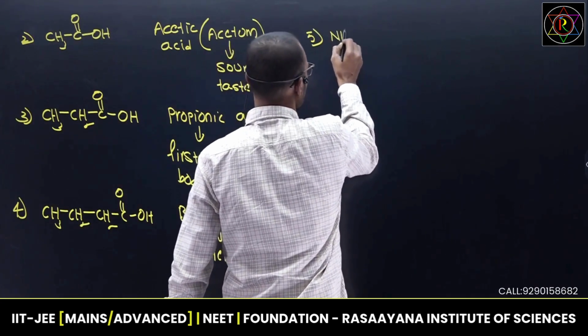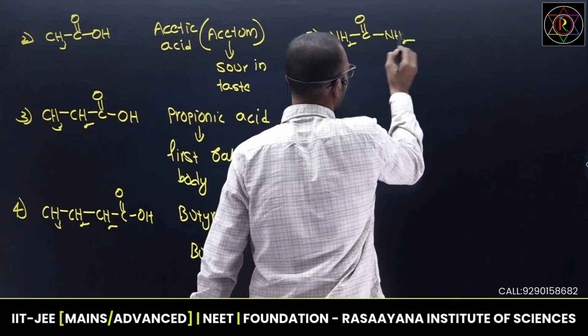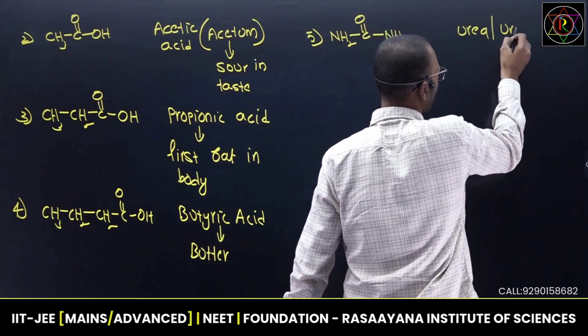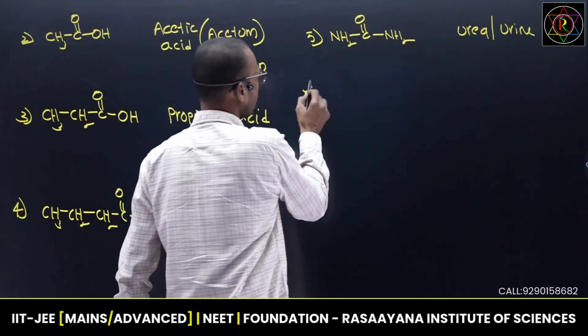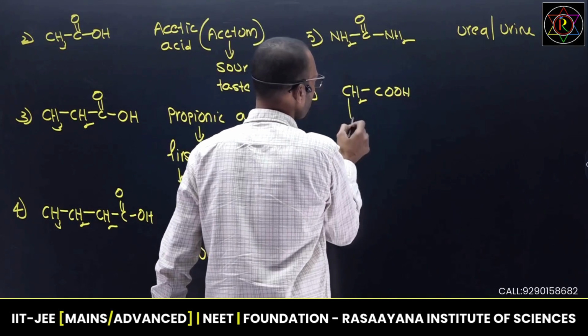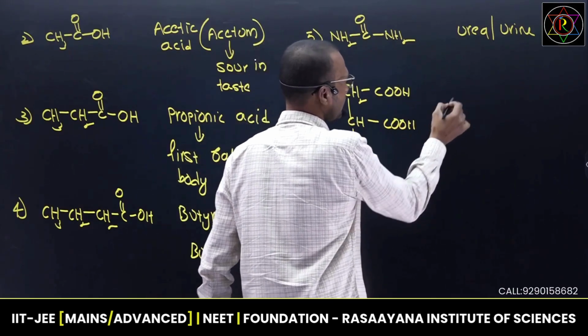This is one of the most famous synthetic organic compounds prepared in the laboratory. This is called urea, but it is derived from human urine. That's why the name was given as urea. And one more, if I take a carboxylic acid with a hydroxy group at the alpha position, alpha hydroxy carboxylic acid is called malic acid.